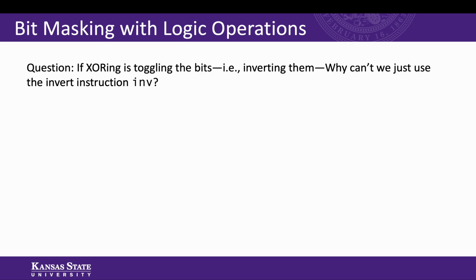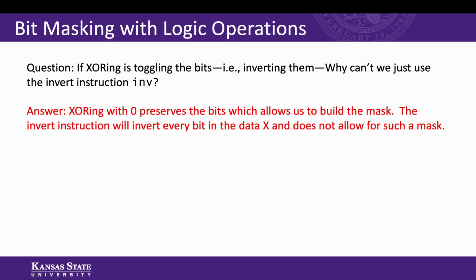So you might have a question then. If exclusive ORing is toggling the bits, like inverting them, why can't we just use the invert instruction? Pause the video if you want to think about it. But the answer is that exclusive ORing with 0 preserves the bits, which allows us to build a mask. The invert instruction will invert every bit in the data x and does not allow for such a mask, right? It just inverts all of the bits regardless.